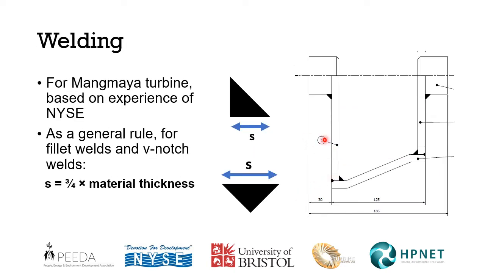Within the drawing, due to the experience of Nepal Yantrashala Energy, the welding was based on the experience of the company and its welding technicians. So generally in the drawings, you'll just see black triangles to indicate where welds are required. As a general rule, for fillet welds and V-notch welds, you can use S as being 3/4 times the material thickness. And so this is a fillet weld here, and this is a V-notch weld here.